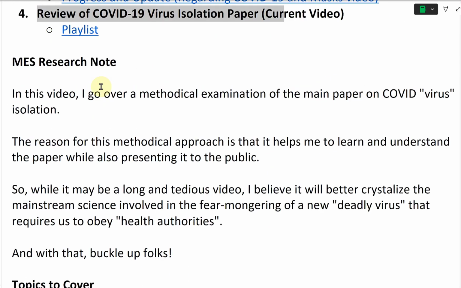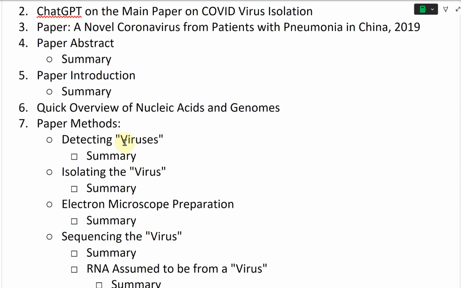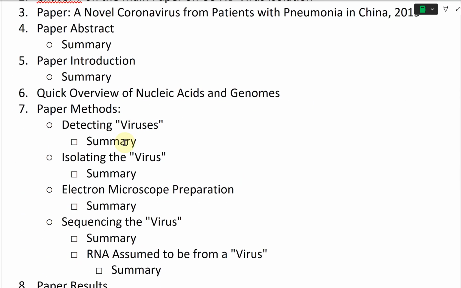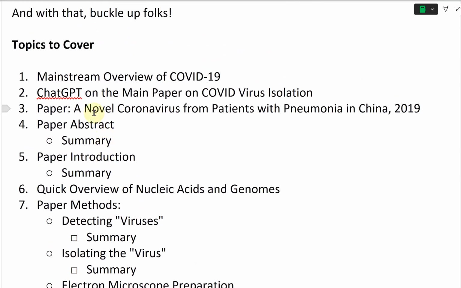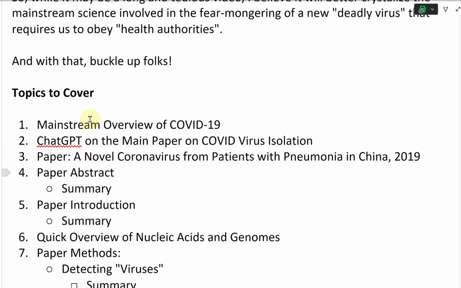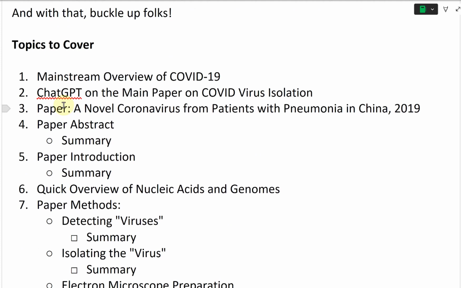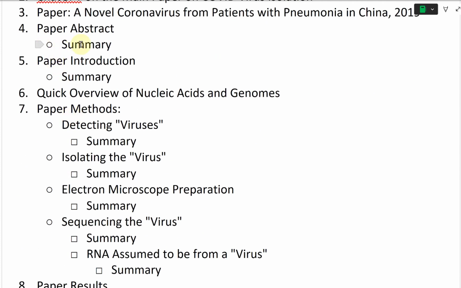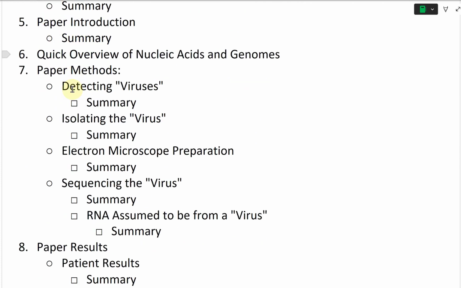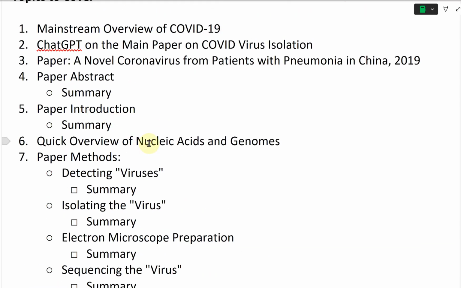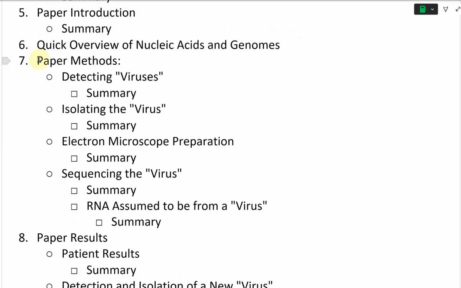Again, doing a methodical approach, pretty much sentence by sentence. It's part study for me, but also part identifying exactly what the paper is doing and claiming. Then the paper abstract summary and paper introduction summary. Then a quick overview of nucleic acids and genomes. And then go over the paper methods, detecting "viruses," and look at a summary.